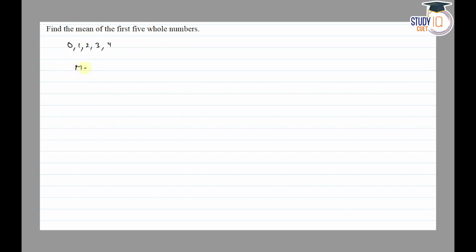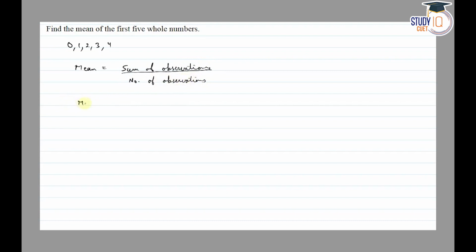So mean का फॉर्मूला होता है हमारे पास. Mean is equal to sum of observations upon number of observations.